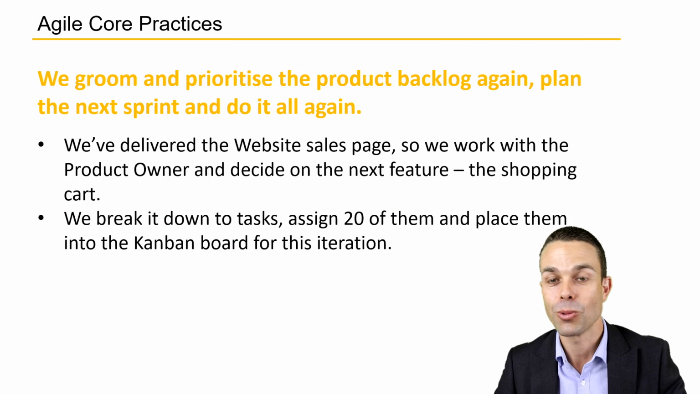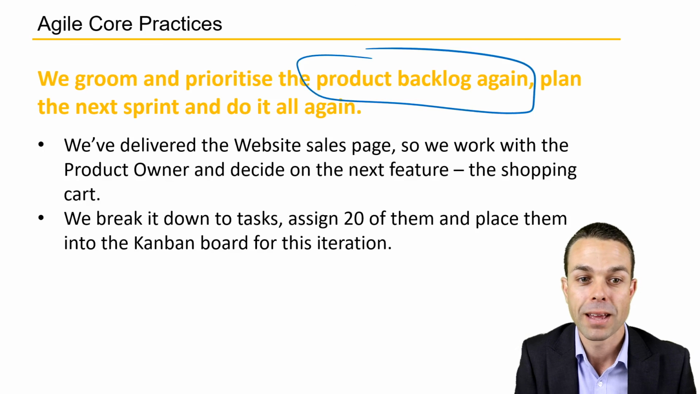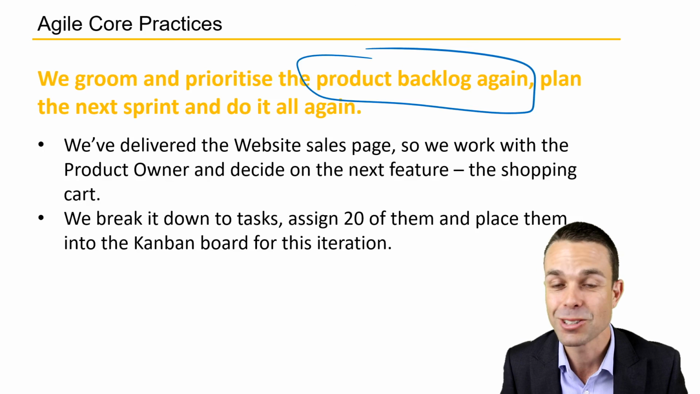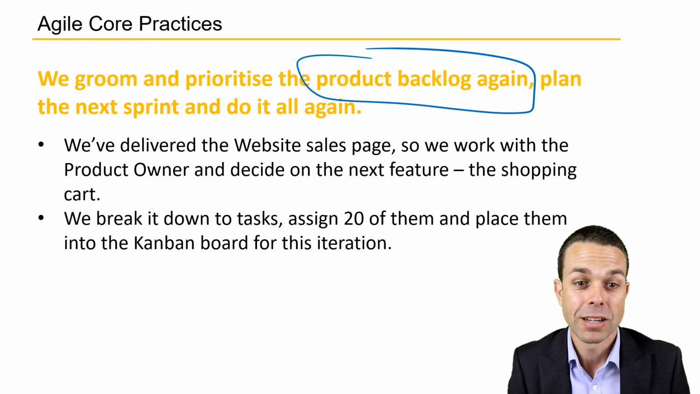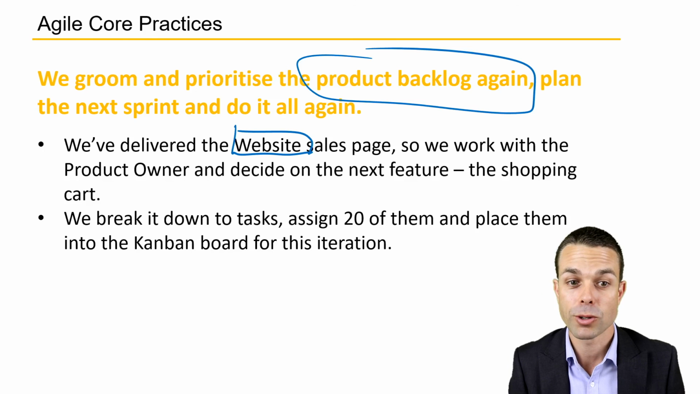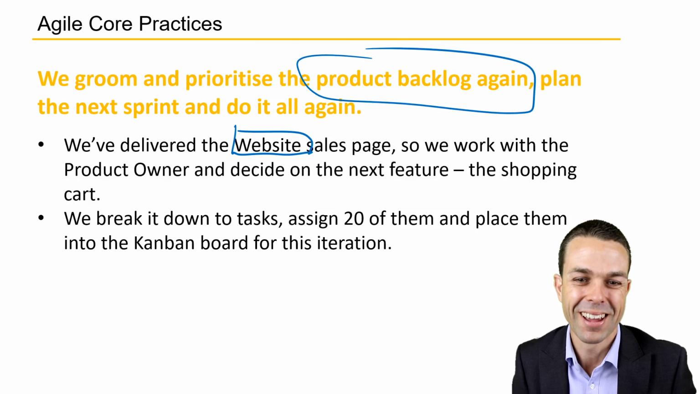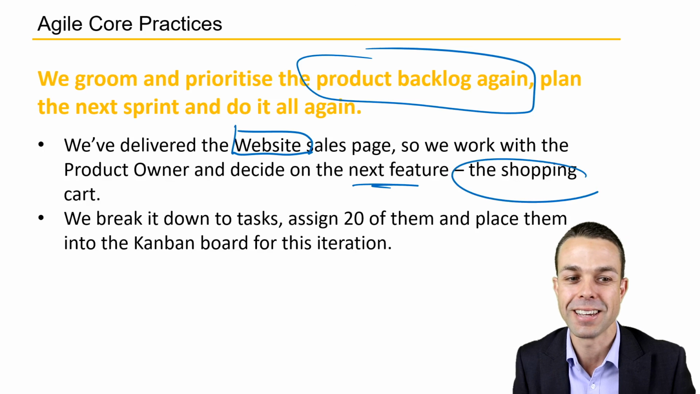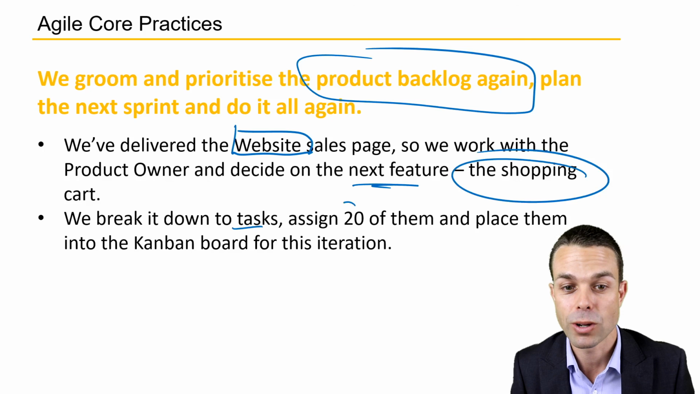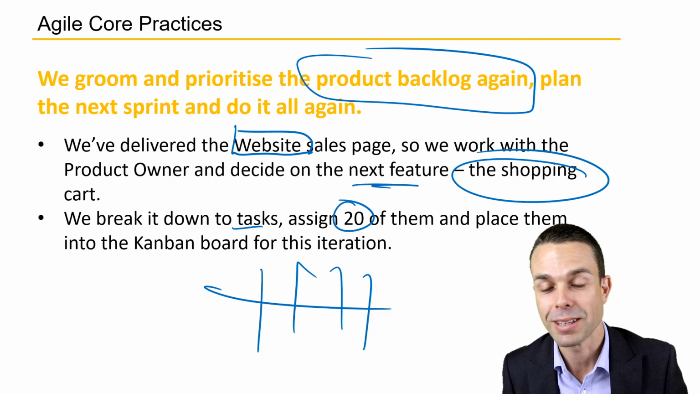Now, of course, we repeat the process so we can groom and prioritize the product backlog again and plan the next sprint and do the whole process again. We're iterating towards the end and towards success. So we've already delivered the feature, the website sales page. Now we work with our product owner, and lo and behold, there's only one feature in this example left. So we decide on that next feature, and that is the shopping cart. And then we break that down into tasks, and we assign 20 of them and place them into the Kanban board for the next iteration to complete that next feature.